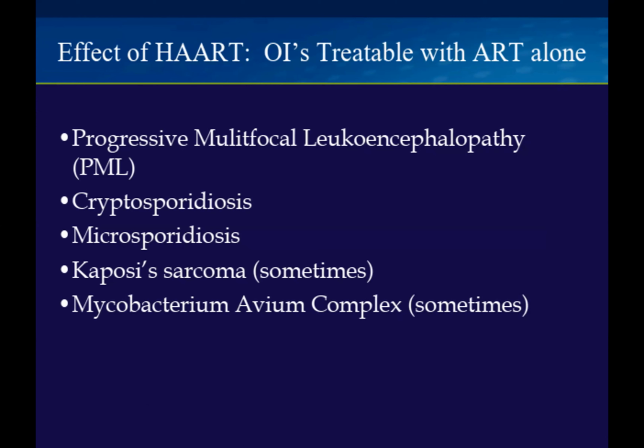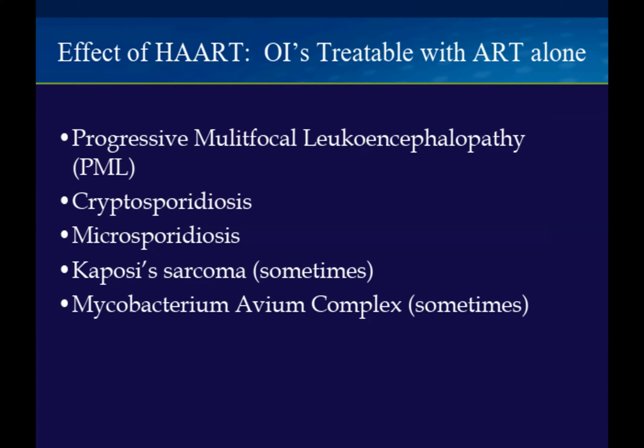The classic example is PML, progressive multifocal leukoencephalopathy. And I'm sure that people who are sitting only in ART centers may not have seen these patients. But those who have worked in wards before, especially 5, 6, or 10 years back, might have seen so many patients of PML. This is an infection by JC virus, which affects the brain, and where you see leukoencephalopathy which is multifocal and progressively increases.